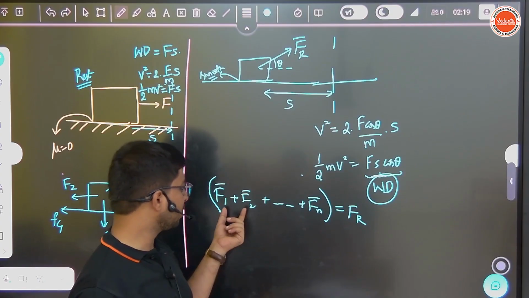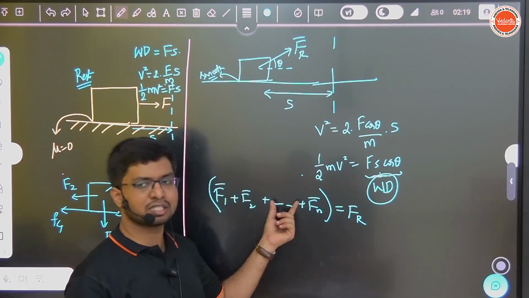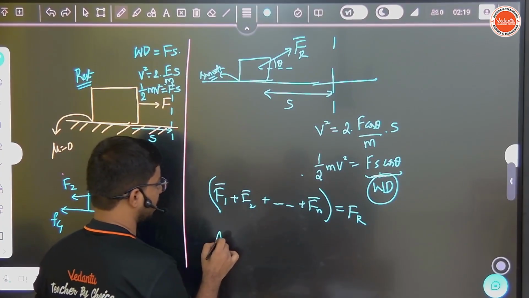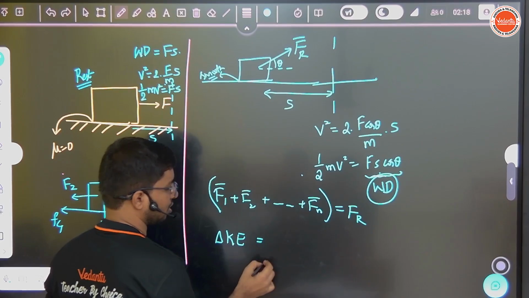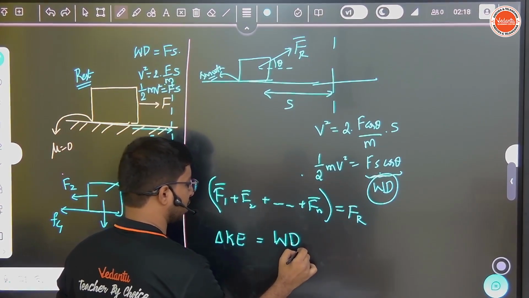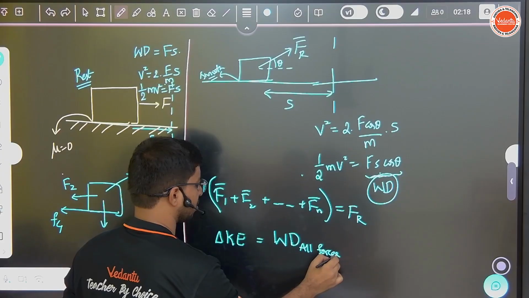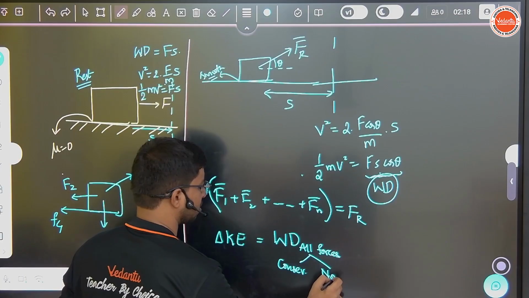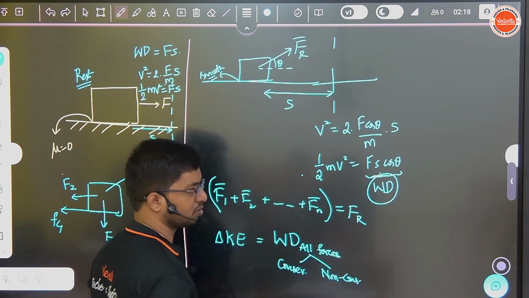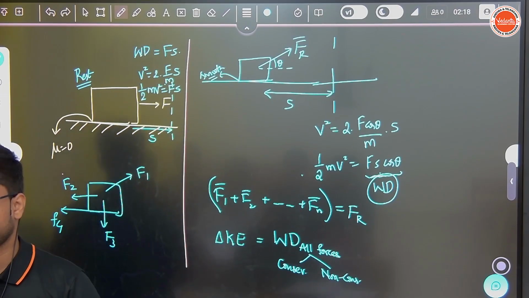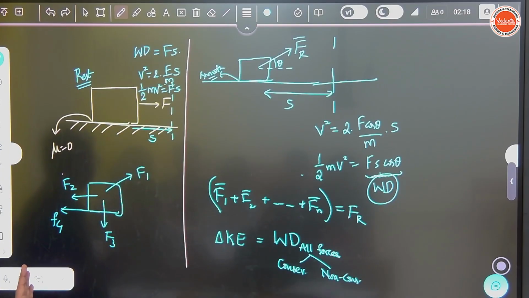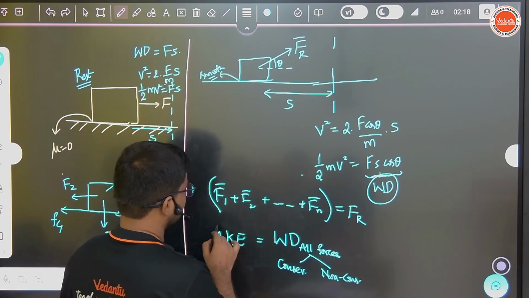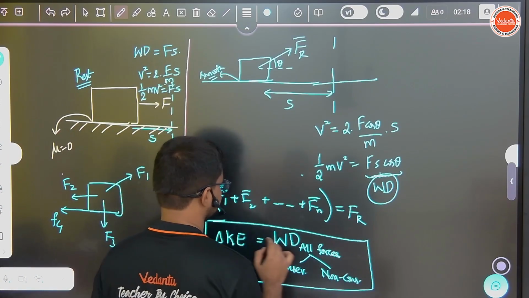Clear? And did I define any of them as conservative or non-conservative forces? Nothing, right? So from here I conclude that your change in kinetic energy is just equal to the work done by all forces, which include both conservative as well as non-conservative. Understood the point? Clear with this? Any doubts up to this one? Done, right? So this is what we call your work energy theorem.